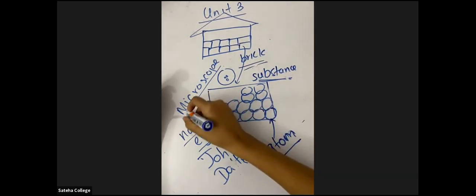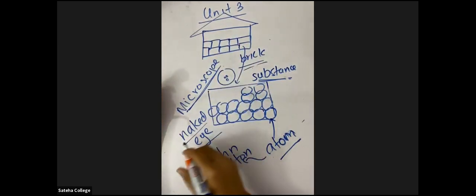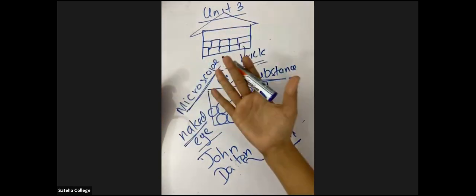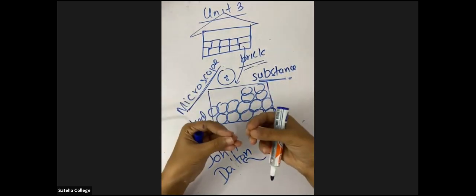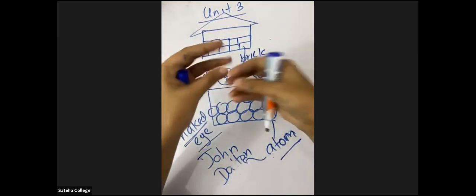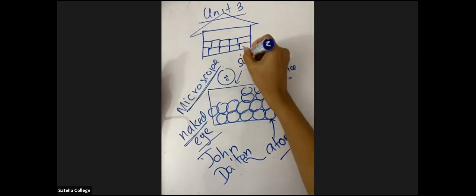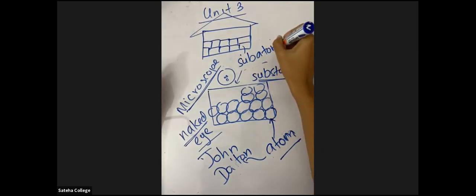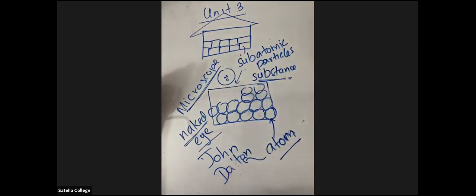But after the introduction of the microscope, they were able to see the atom. The microscope is not the naked eye, so they were able to see the atom. But what is the special thing that they found out? Inside the atom also, there are some other particles. They named them subatomic particles. Did you understand?